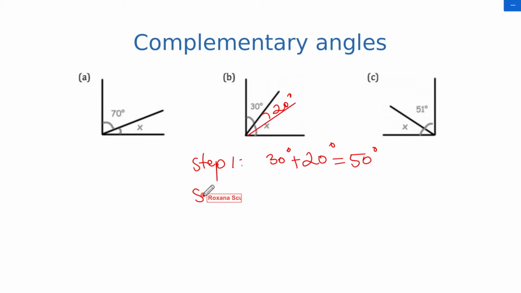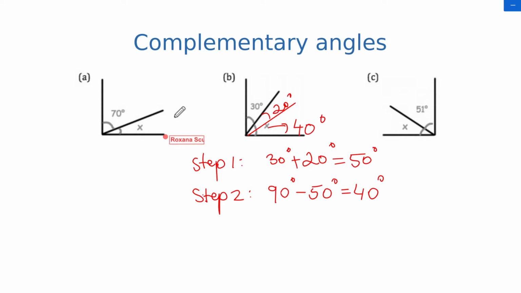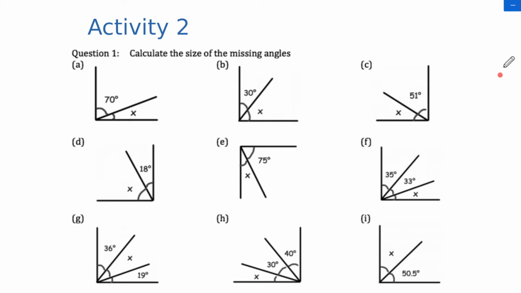And step 2, you have to take away from 90 degrees the amount you found here, which is 50 degrees. So the remaining angle here should be 40 degrees. And if you have something like this, you just have one step where you take away this from 90 degrees. Now that we clarified this, pause the video and do the next activity.